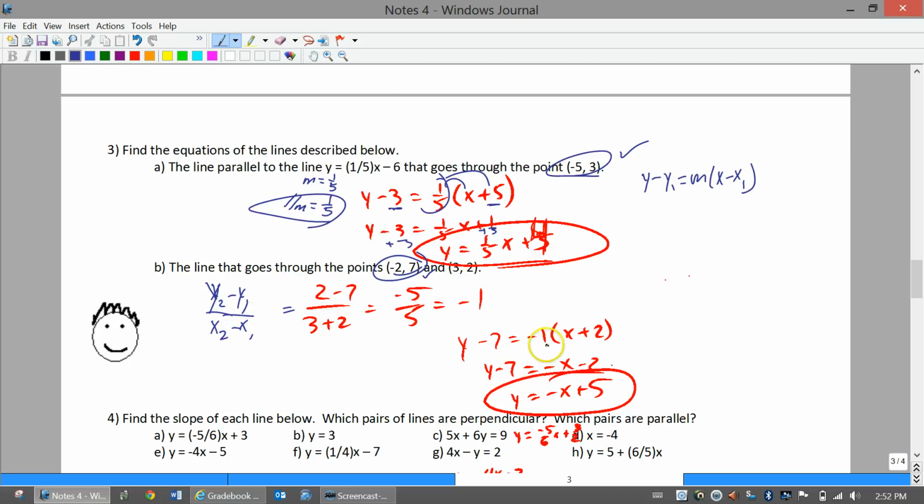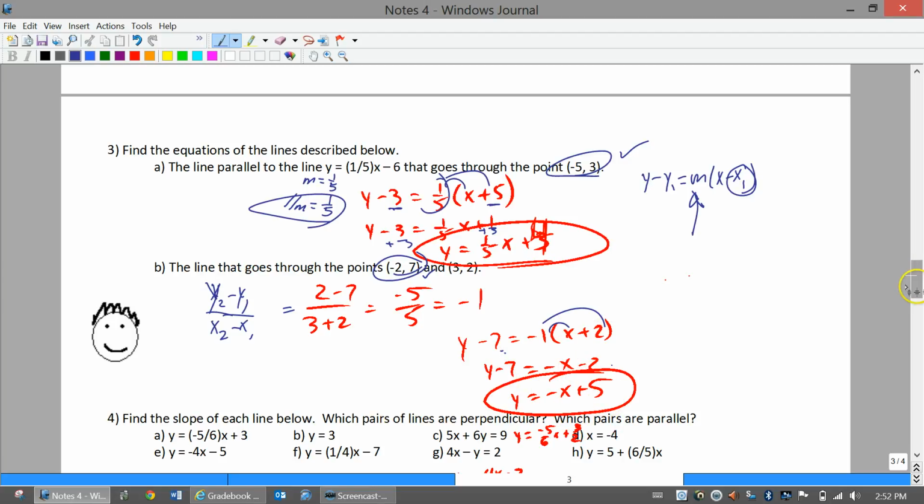After we calculate the slope to be -1, we put it in that spot right there. We put our x from the point we're going to use, -2, right there, which becomes positive. We put our y, which is 7, in the y spot. Distribute, and then we simplify. So we distribute there, and then we add 7, simplify, and that's what we get.